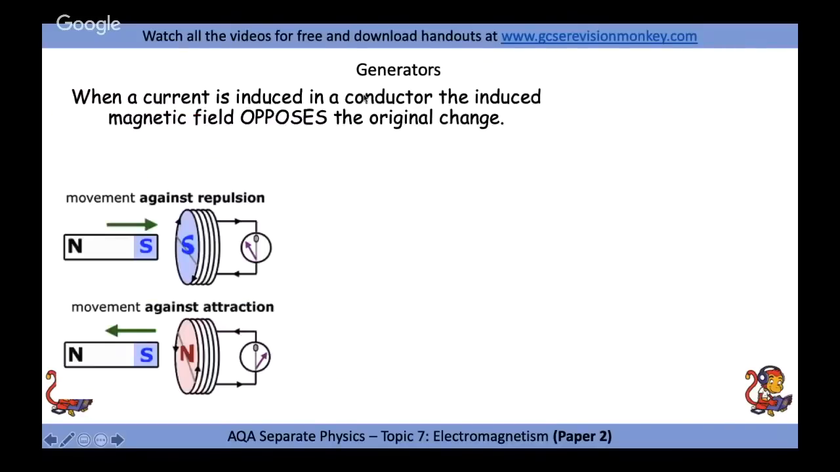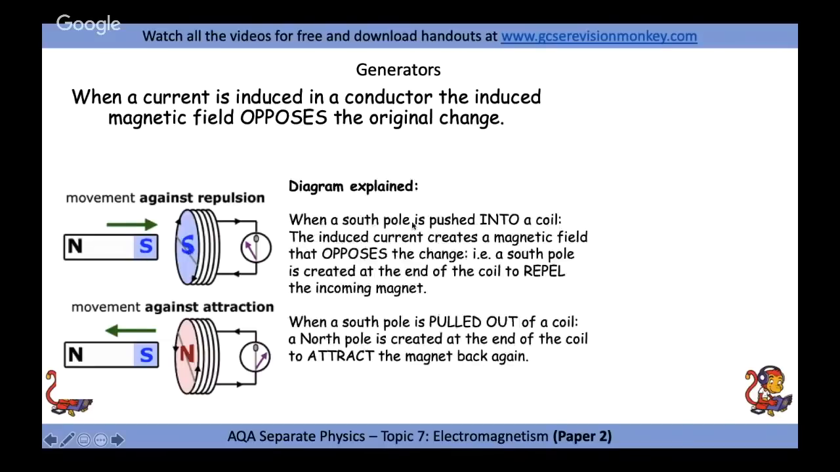Now, when a current is induced in a conductor, the induced magnetic field opposes the original change. What I mean by that is if I move the south pole into a coil, like here, the induced current in the coil creates a magnetic field that opposes the change that I'm trying to make. So if I'm pushing a south pole in, it's going to want to oppose that. To oppose a south pole going in, it creates a south pole here, which pushes against it because they repel. If I was to pull the south pole out, it's going to want to oppose that, so it creates a north pole there to attract the magnet back in again.